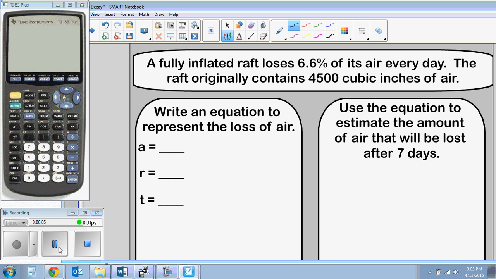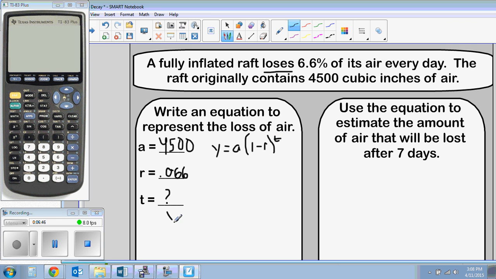Okay, so here is that missing information that we were trying to find. We know that this is going to be exponential decay because it talks about how the raft is losing 6.6% of air every single day. So our initial amount is this 4,500, our rate is 0.066, and we don't know the time. So we have to write an equation. I know it's going to be y equals a times 1 minus r, because again it's decay, to the power of t. I'm just going to plug in the information that I had over here.